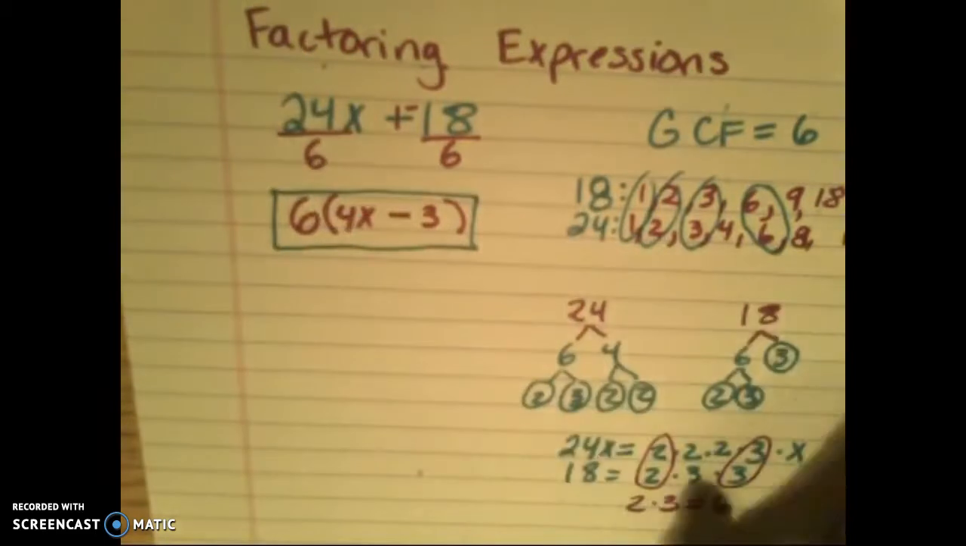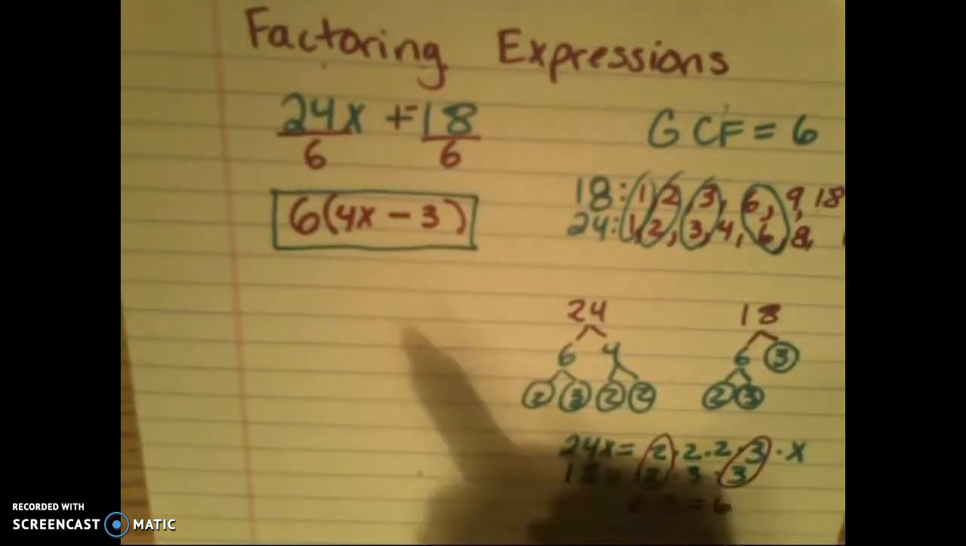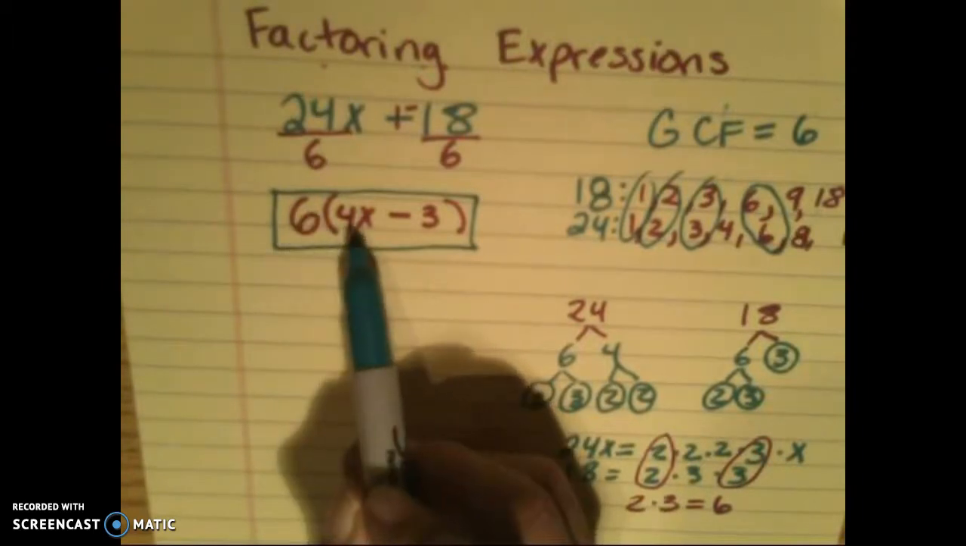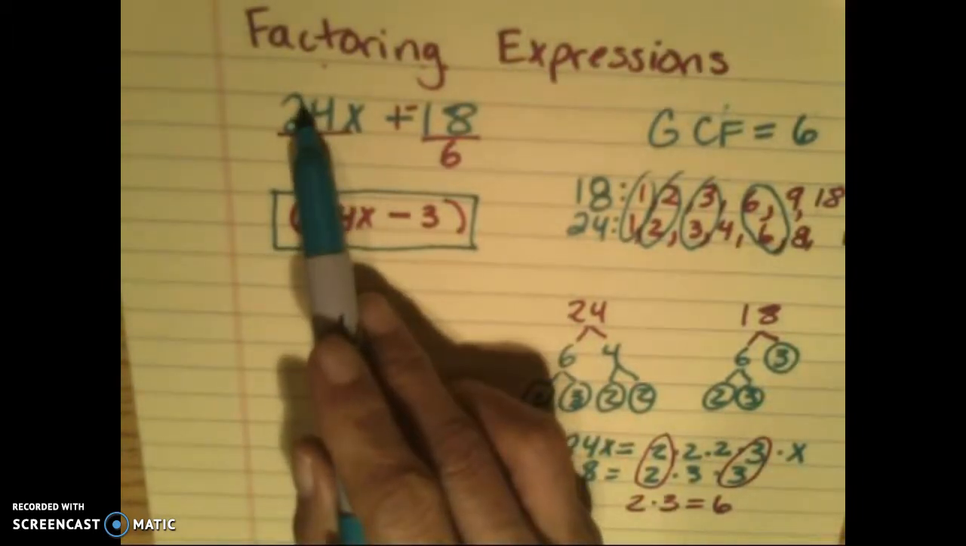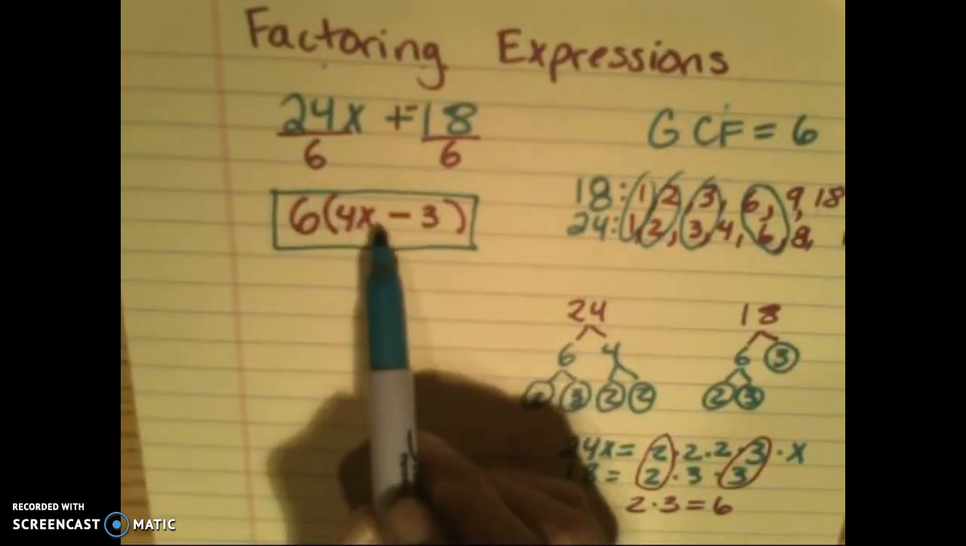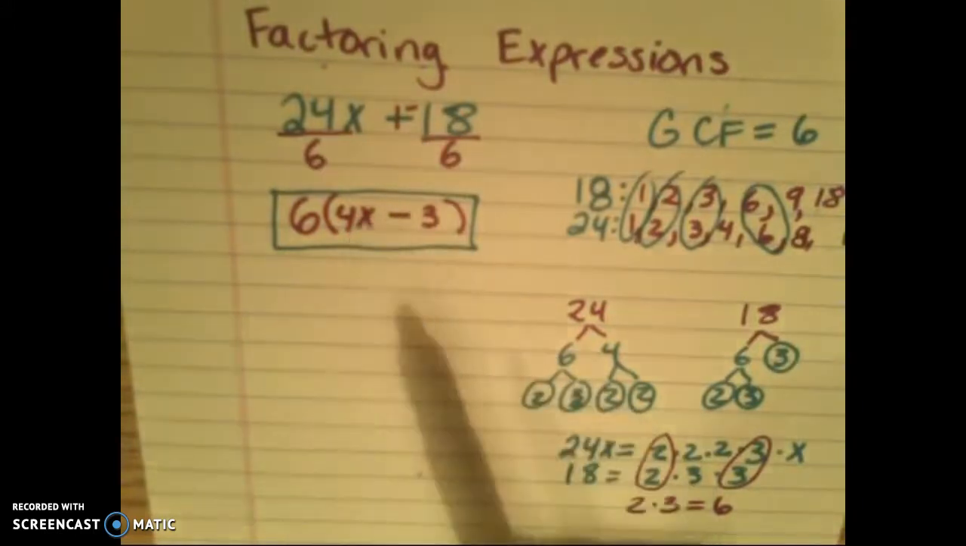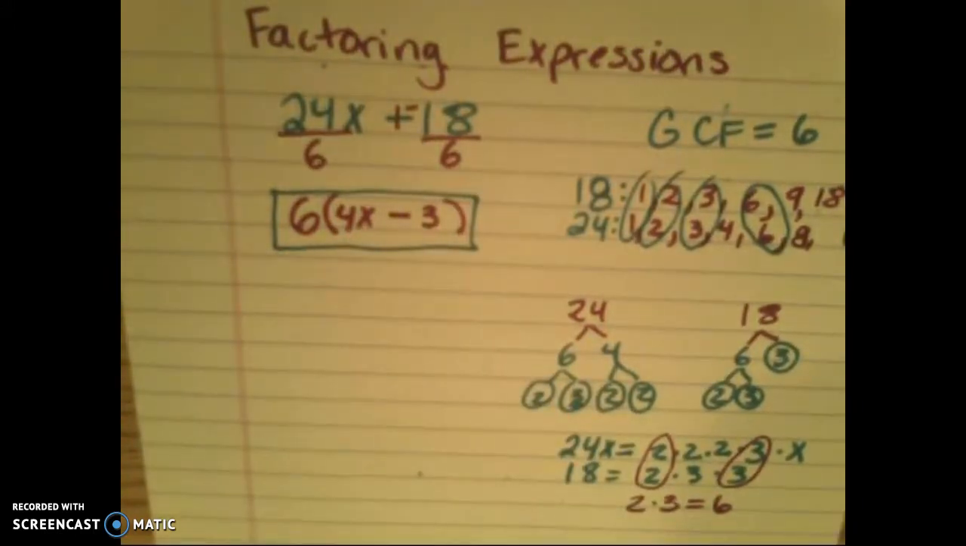Now remember, I told you in the beginning you can use the distributive property to see if your solution is correct. So 6 times 4x is 24x, and 6 times a negative 3, remember, carry the sign with it, is negative 18, so you know your solution is correct.